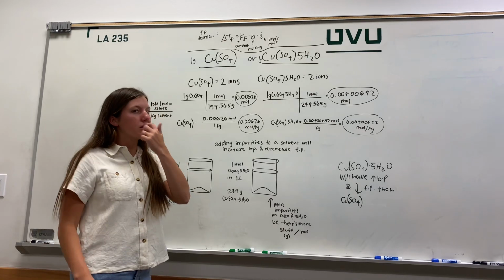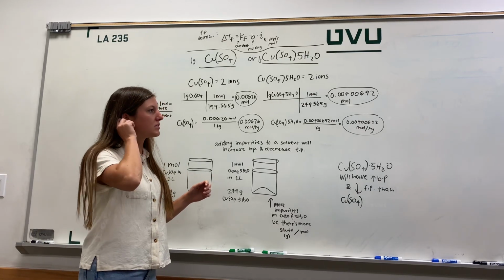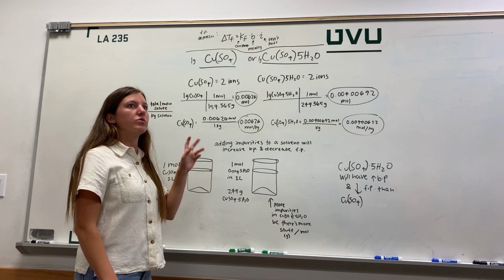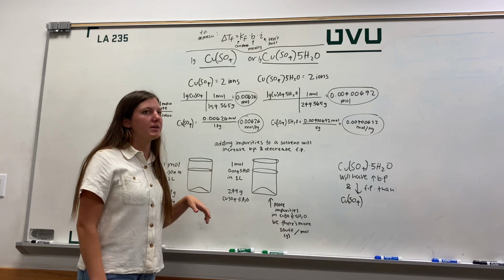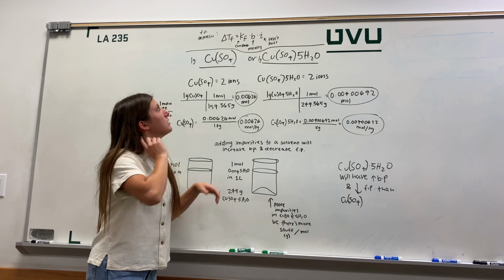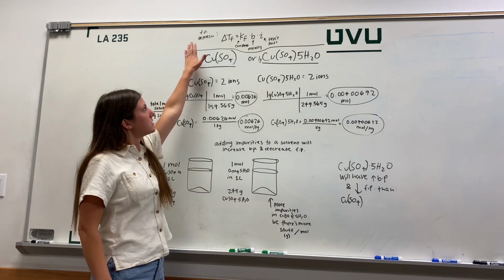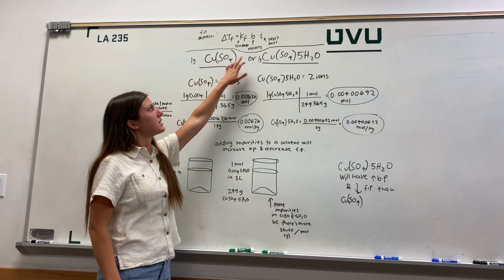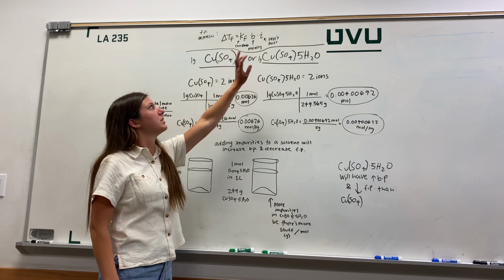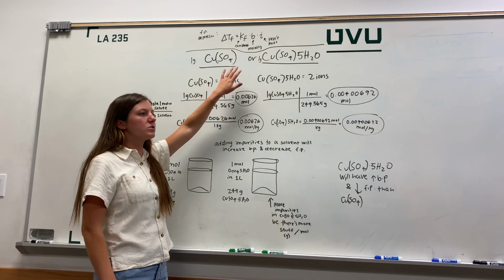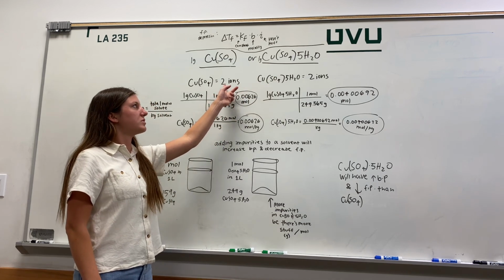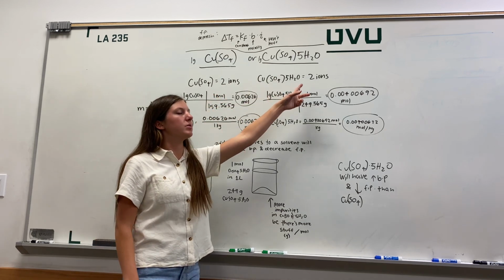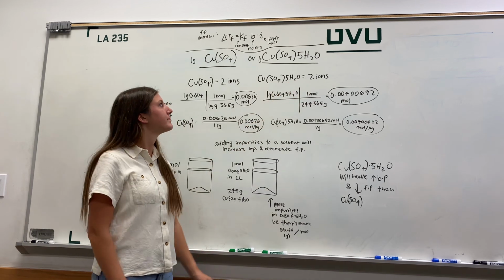We are comparing the freezing point depression difference in copper 2 sulfate and copper 2 sulfate pentahydrate. So we know that the freezing point depression equation is the constant times the molality times the Van't Hoff factor. If we look at both the copper 2 sulfate and the copper 2 sulfate pentahydrate, we can see that they both dissociate into two ions when they're put into water.